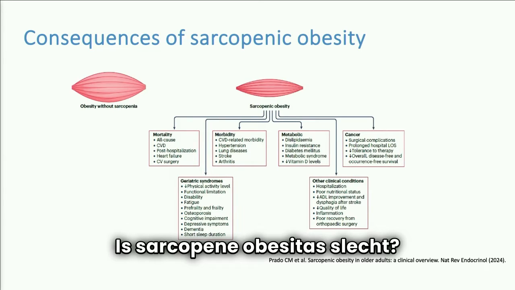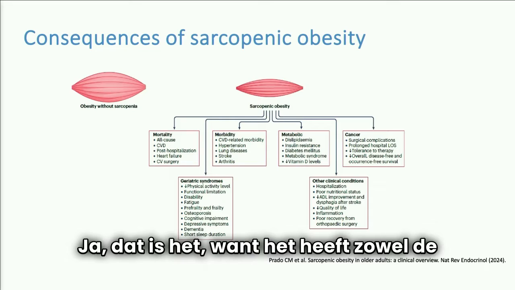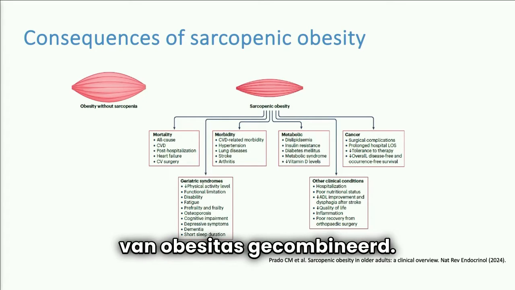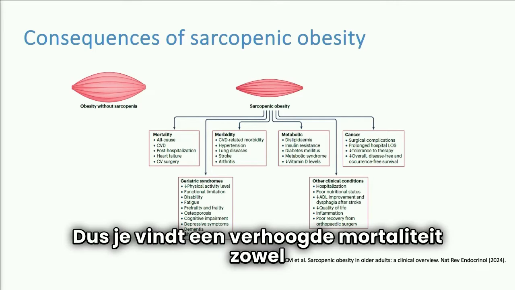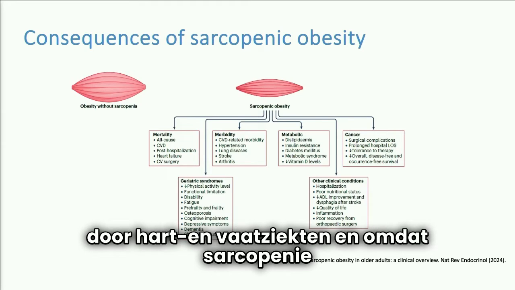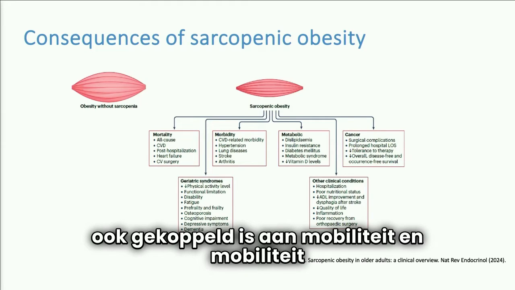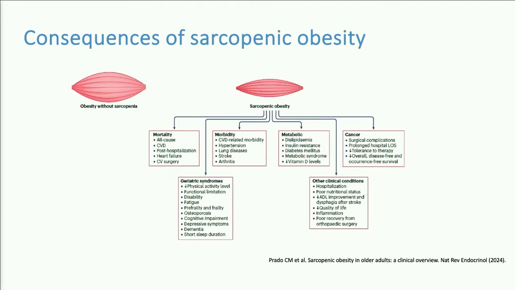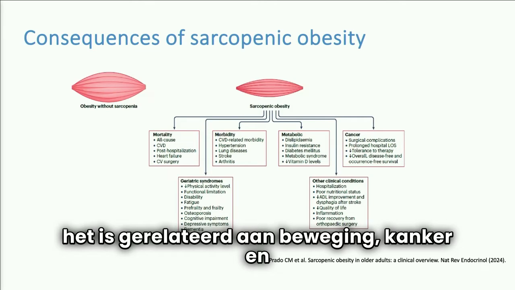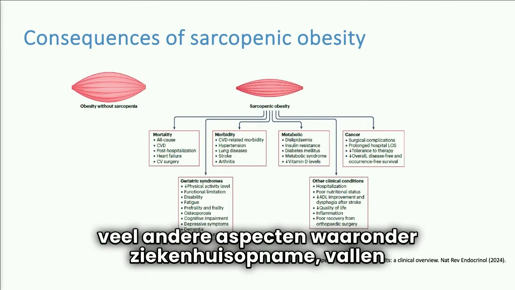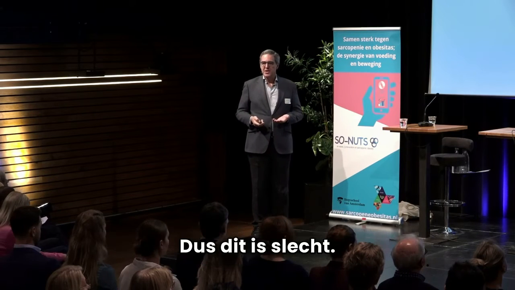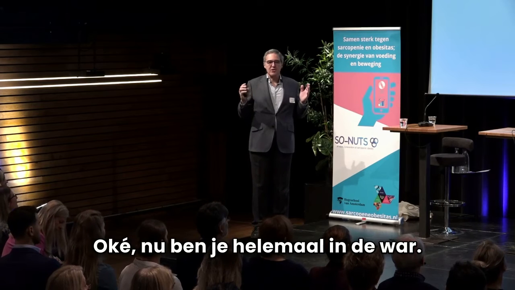Is sarcopenic obesity bad? Yes, it is, because it has both the adverse events of sarcopenia and the adverse events of obesity blended in the same person. So you find an increased mortality, both for cardiovascular disease and because sarcopenia is also linked with that, and morbidity. Morbidity includes cardiovascular and things like arthritis, because it's related to movement, metabolic, cancer, and many other aspects, including hospitalization, falls, reduced quality of life, and disability. So this is bad. Okay, now you're all confused.